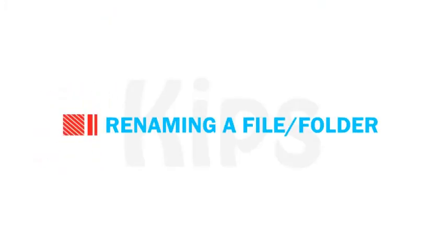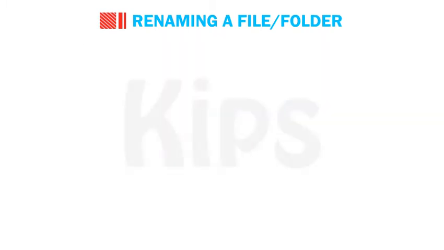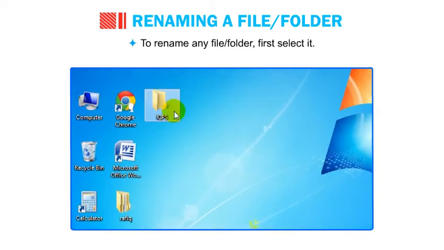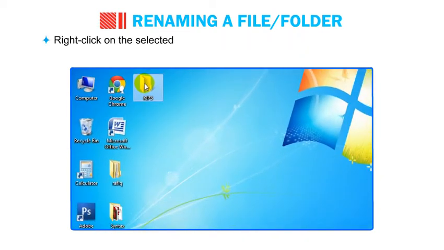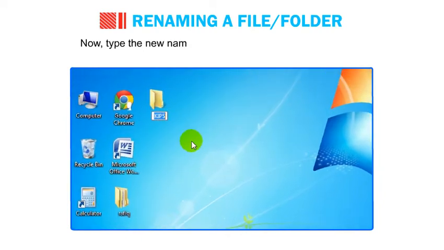Students, let us understand the renaming a file or folder. Renaming means changing the existing name of a file or folder. To rename any file or folder, first select it. Right-click on the selected file or folder and select the Rename option from the shortcut menu. Now type the new name that you wish to give to the file or folder.